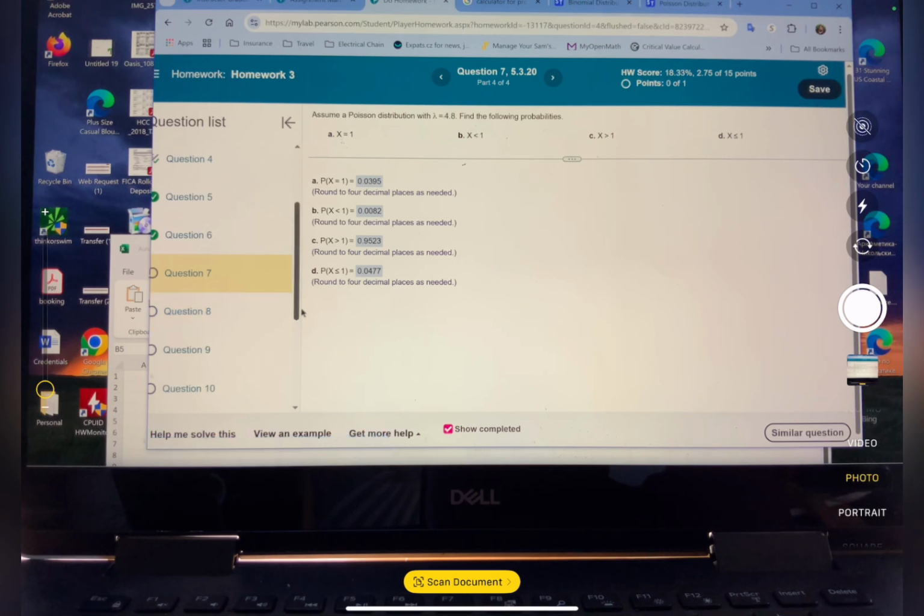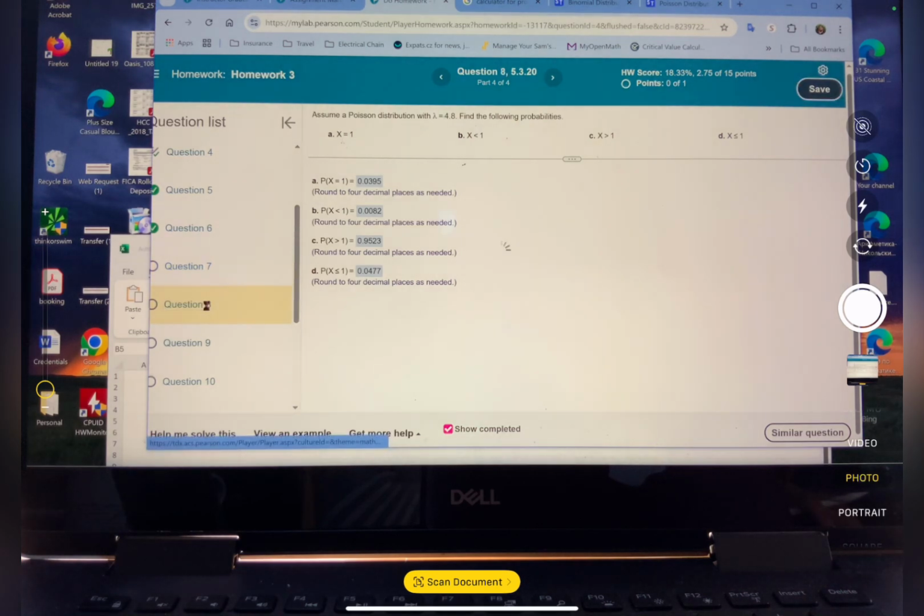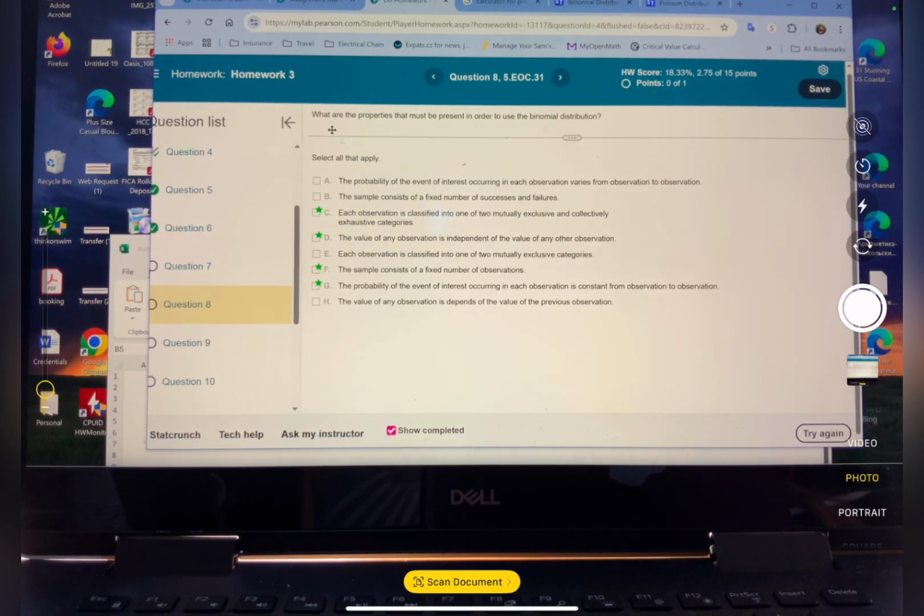Moving to number 8. How many questions do we have in total? 15 questions. Okay, 7, 8. What do we have here? What are the properties that must be present in order to use the binomial distribution? We already know that, right? Oh, I have already opened the answer.